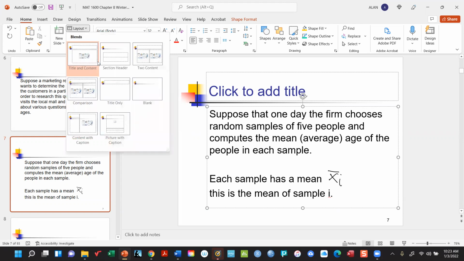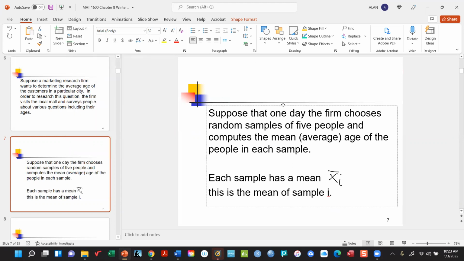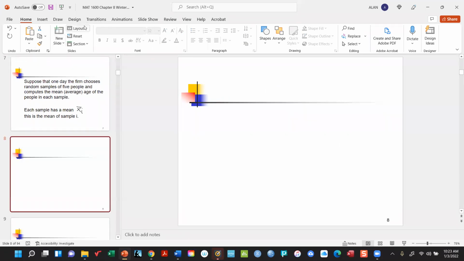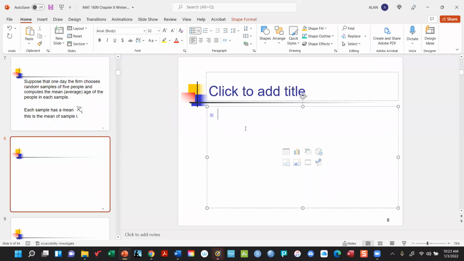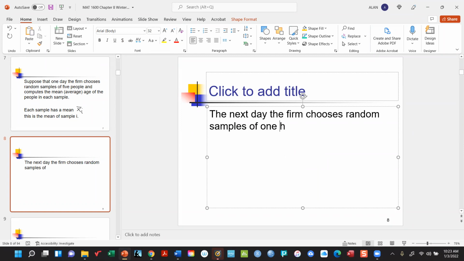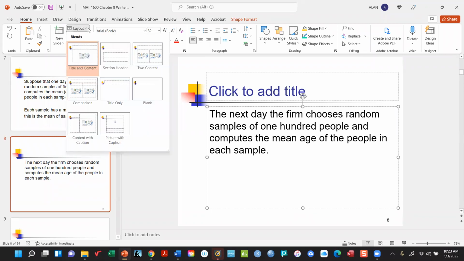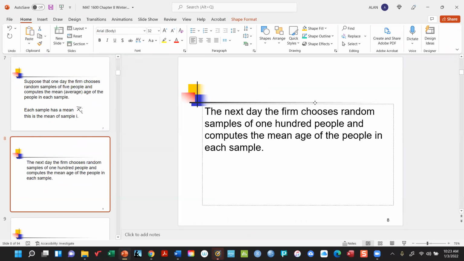Now, the next day, the same firm comes back to the mall and says, all right, we're going to try a different approach today. This time they pick 100 people at a time. So it's the same setup, except today we're doing 100 at a time. Now, here's the question.